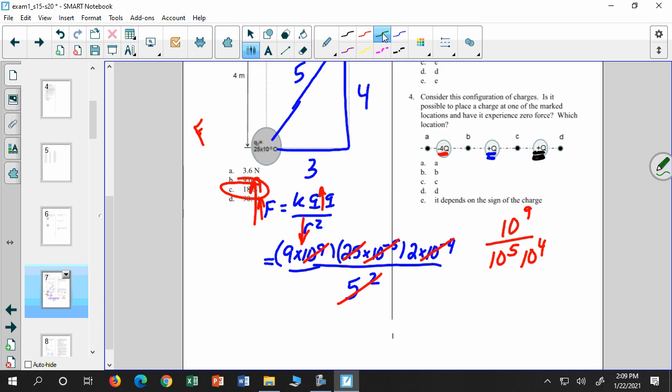Let's look at C. So I'm going to put a positive charge here. Notice that the blue and the black are going to cancel one another out, right? They cancel one another out because they're equidistant from charges that are of the same magnitude. But the 4Q is still going to be there. So I can't get a zero force there because the blue and black cancel one another out, and the red force still is there.